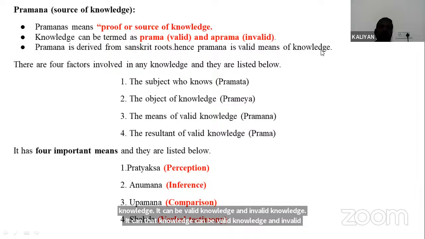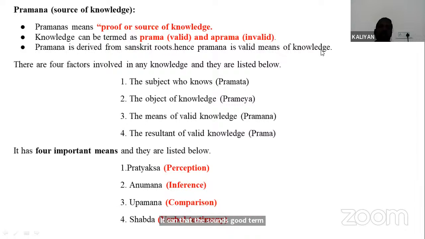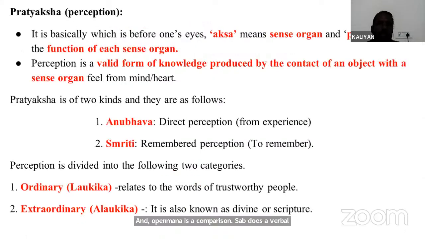So there are 4 factors involved in any knowledge. One is the subject who knows, the Pramata. The object of knowledge, Prameya. The means of valid knowledge, Pramana. The resultant of knowledge is Prama. So these are the 4 factors in the Pramana. And the 4 important means are inference, Upamana, which is comparison, Sabda, which is verbal testimony, and Pratyaksha, which is perception, acquiring knowledge through the sense organs.